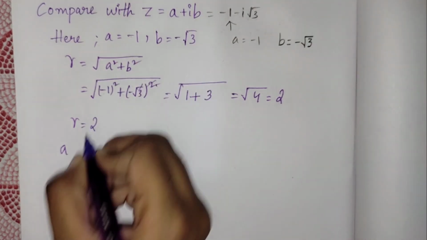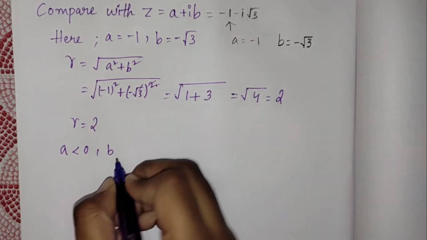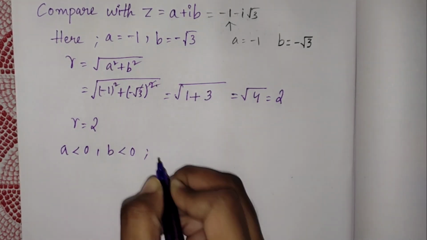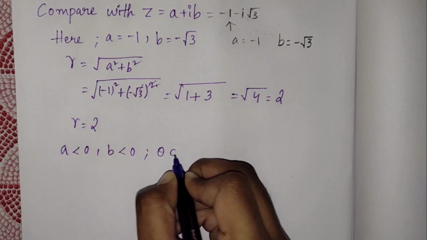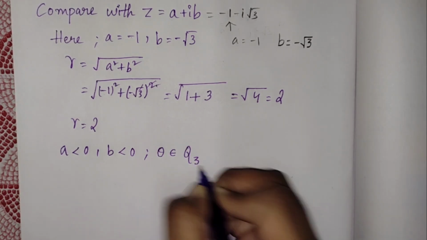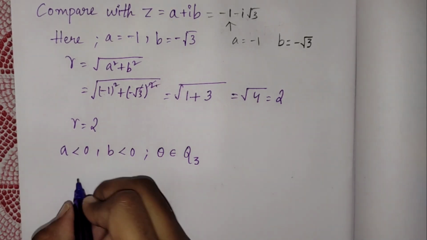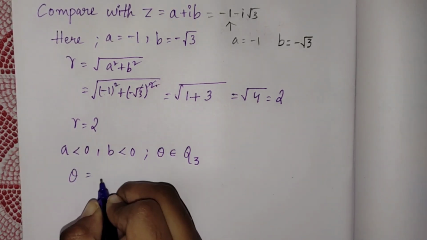A less than 0, B less than 0. Theta belongs to quadrant 3. A, B values are negative, so theta belongs to quadrant 3.